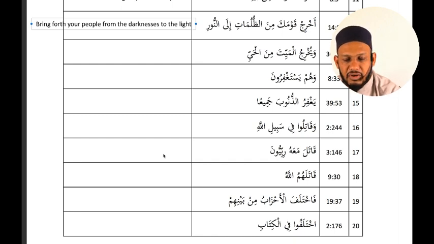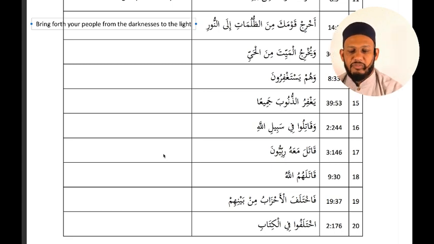Next one, number 18. قَاتَلَهُمُ اللَّهُ. Qatala, like means Allah destroy them, Allah fight them. May Allah fight them. The word Allah is the fa'il, and the hum is the maf'ulun bihi. Number 19. فَاخْتَلَفَ الْأَحْزَابُ مِنْ بَيْنِهِمْ. فَاخْتَلَفَ means to differ. Who differed? Not on, not left. Al-ahzab is the fa'il. The parties differ min bainihim, from between them.